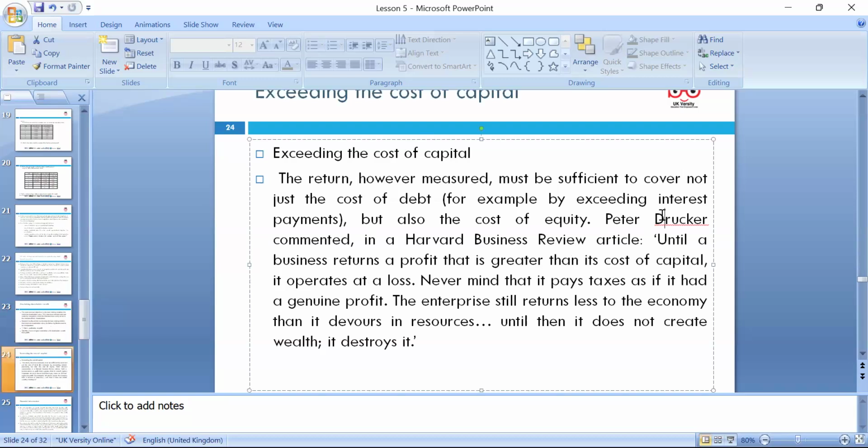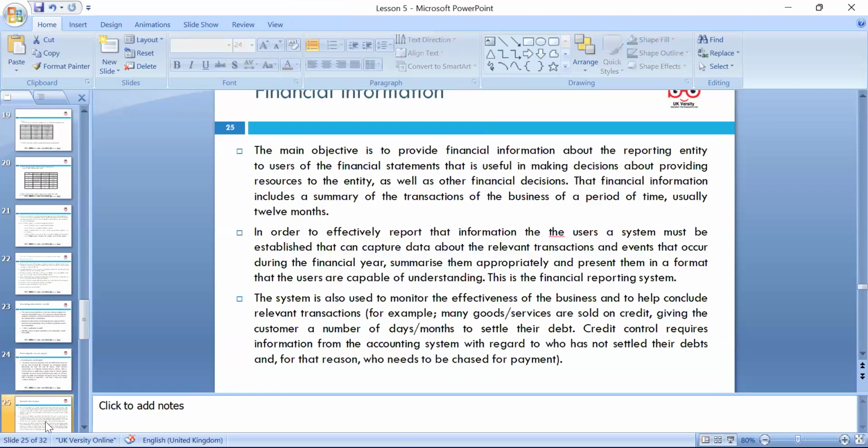As we mentioned earlier, Peter Drucker said that until the business returns a profit greater than the cost of capital, it operates at a loss. It never pays taxes; that is a genuine profit. If the enterprise return is less, it is uneconomic in terms of wasting resources, so it does not create wealth for the shareholders. That's really what we need to focus on.